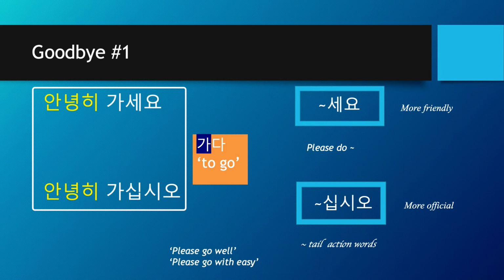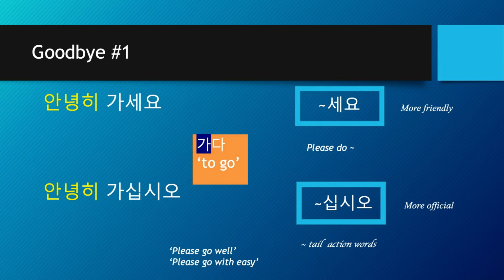안녕히 가세요. 안녕히 가십시오. If you want to add more friendly feeling or intonation, you can say it as 안녕히 가세요, instead of the more formal way of saying 안녕히 가십시오. Can you feel the subtle differences?